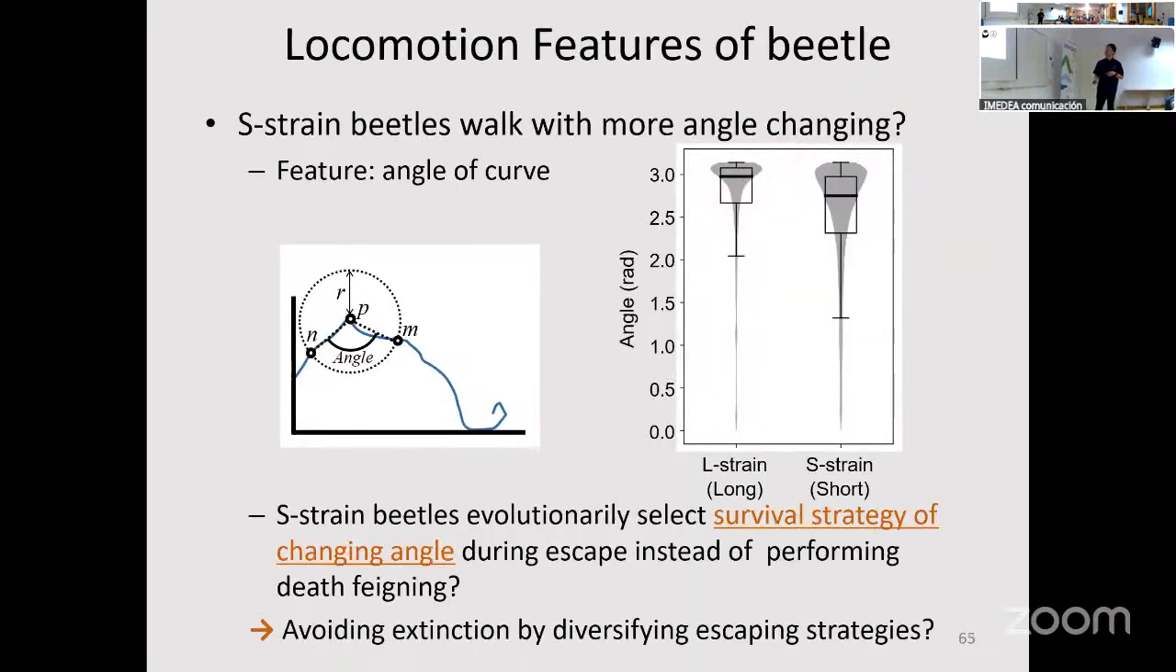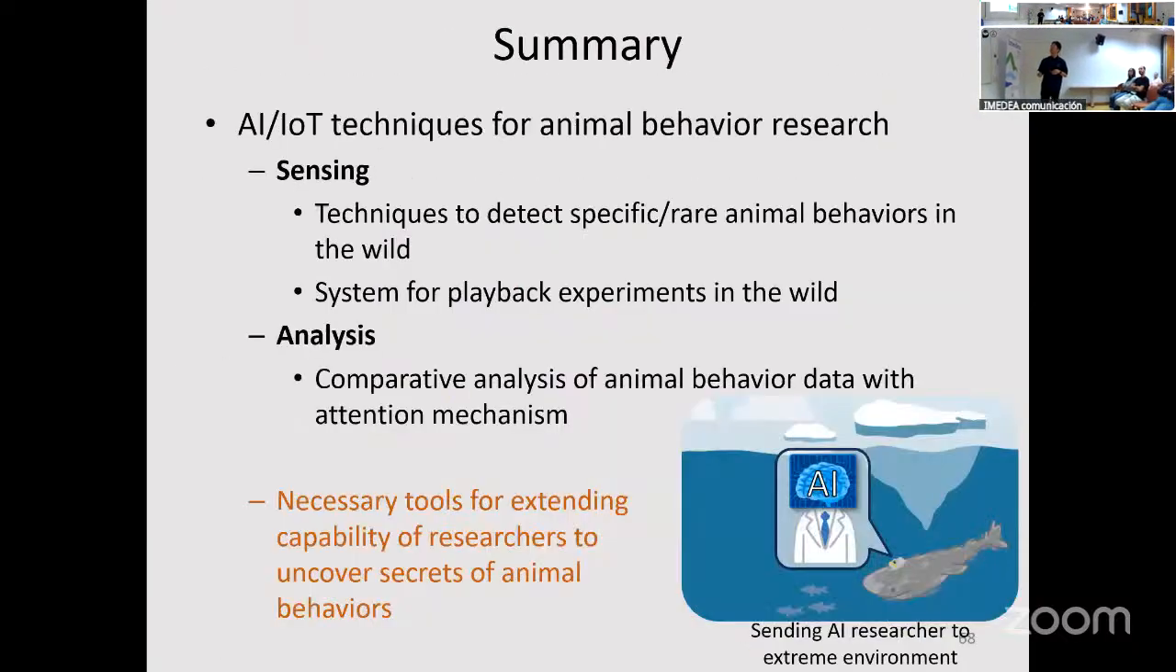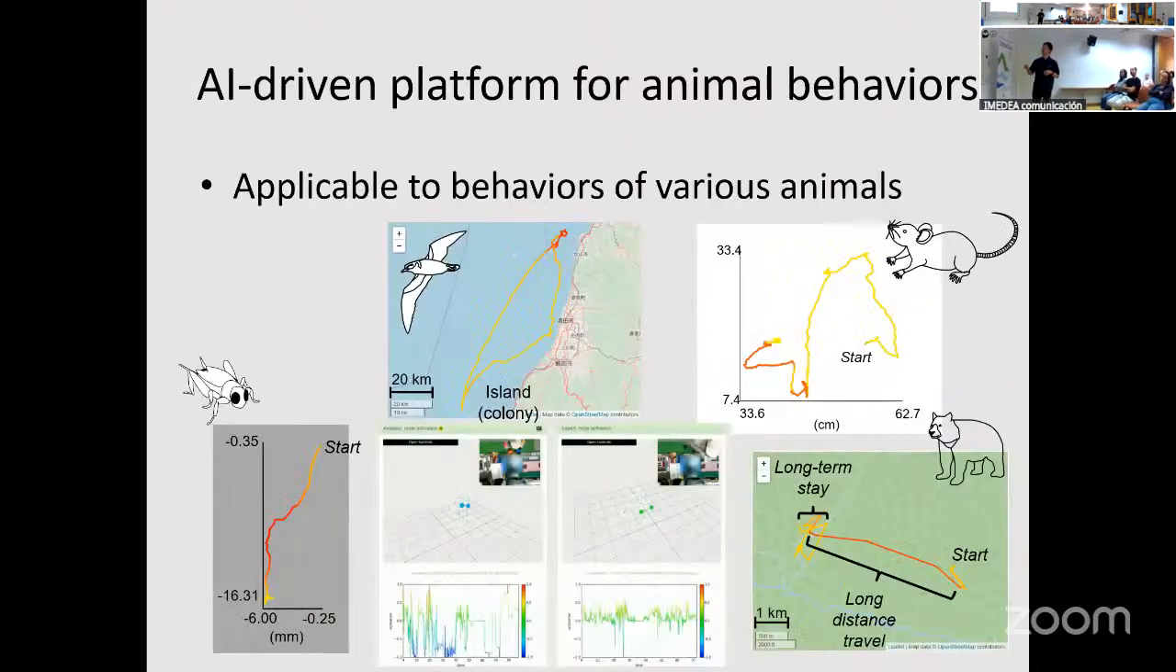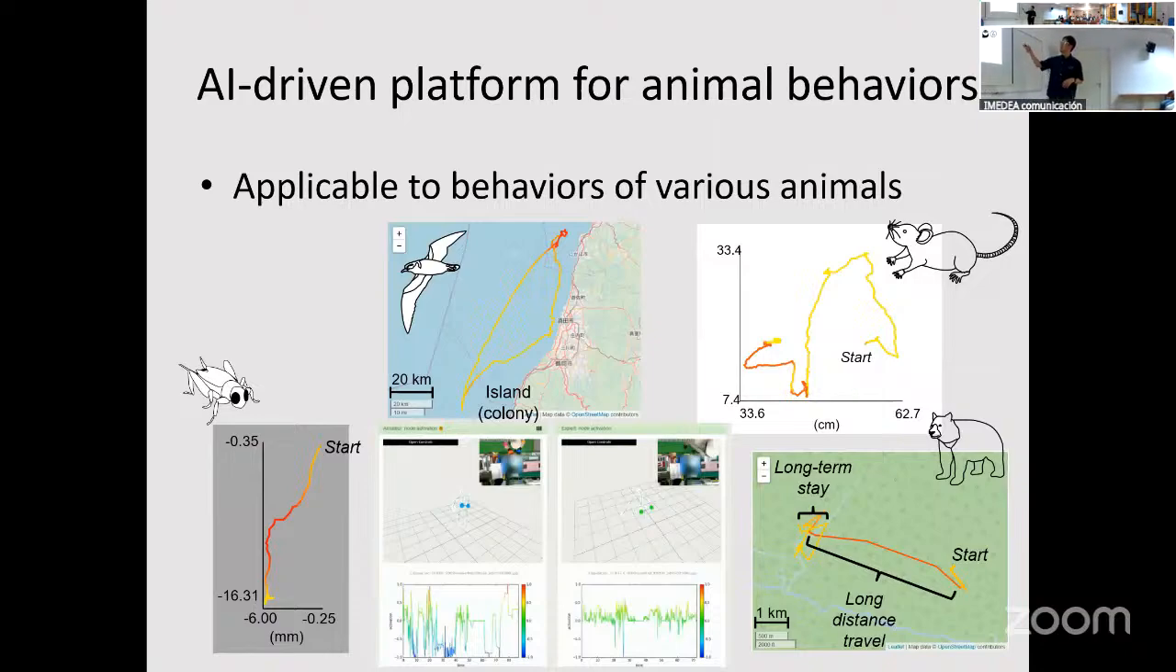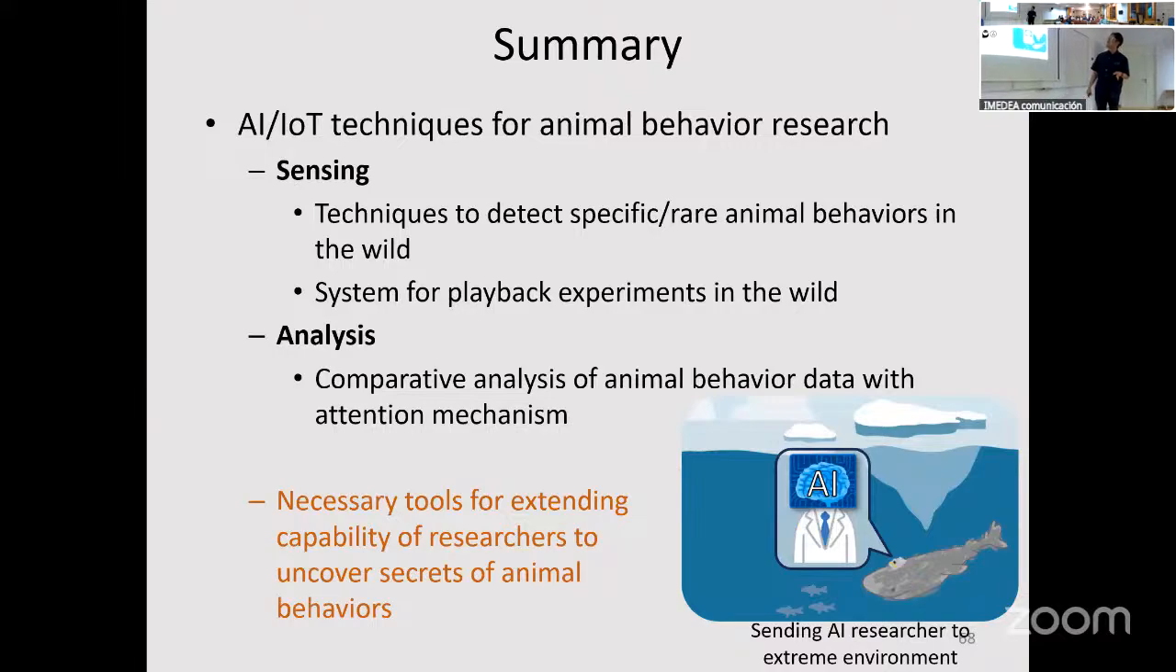Okay. Because of time, I didn't explain, but we applied our method to various animals. Today, I introduced my AI related study, AI assisted sensing and analysis.